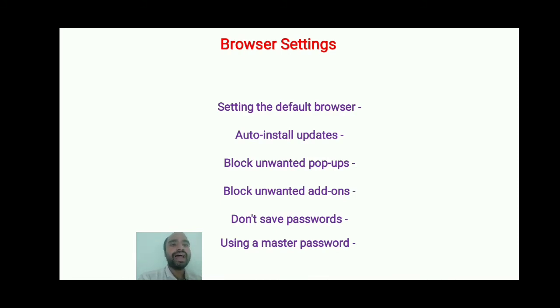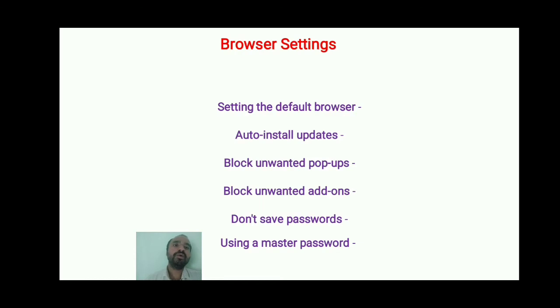The first one is auto install updates. There are various updates available for that browser, and whenever you apply them, it will update your browser. Then block unwanted pop-ups. Pop-ups are messages which come directly to our window or screen. In that case you can block unwanted pop-ups, or you can specify a particular website from which you do want pop-ups.